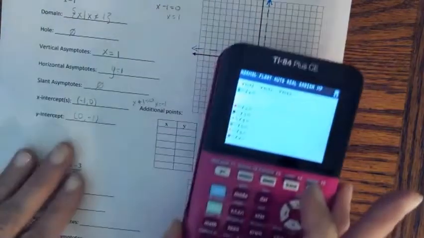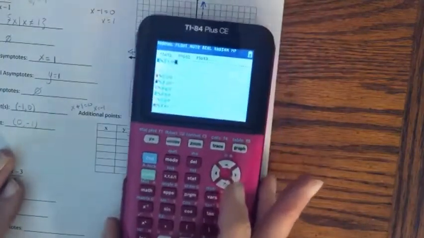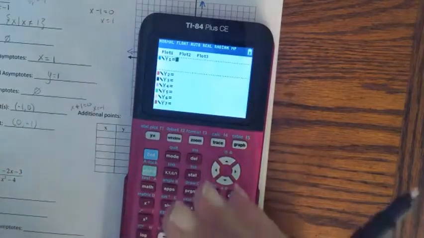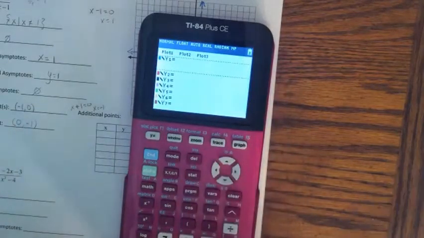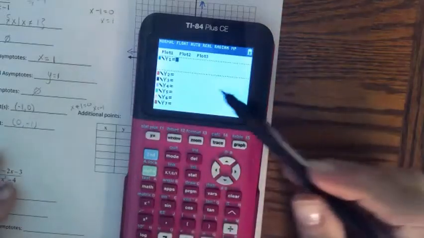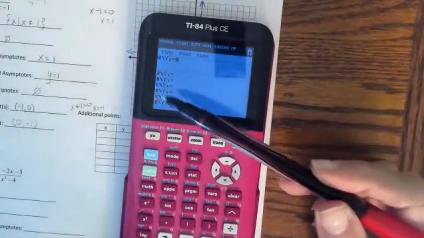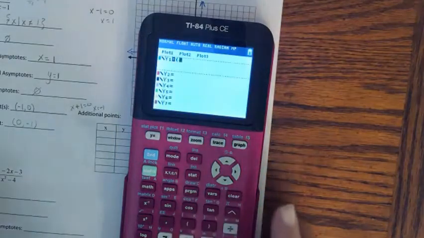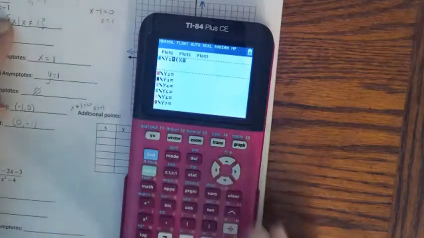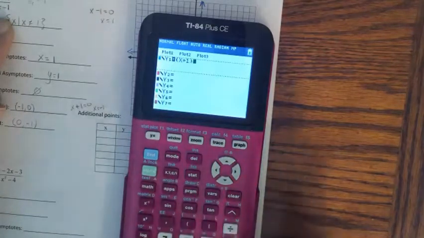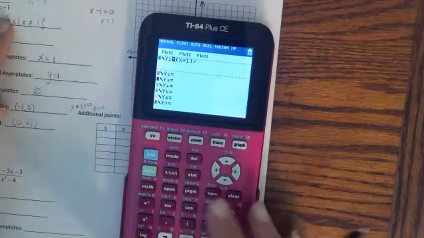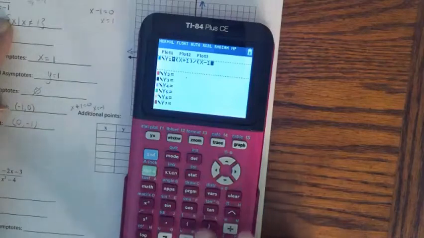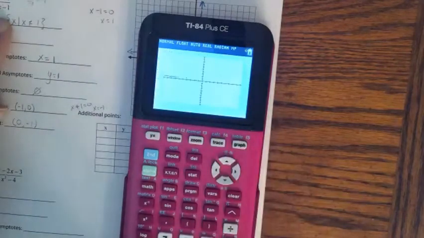So I'm going to go to my graphing calculator, and I'm going to put in x plus 1 divided by x minus 1. So I'm going to be taking the entire numerator divided by the entire denominator. If you have the 84 and you want to use the fraction button, that might be easier. But if you have the older one, you're just going to want to put the numerator in parentheses, so x plus 1, divided by, and then in parentheses, x minus 1. And then I'm going to hit graph.